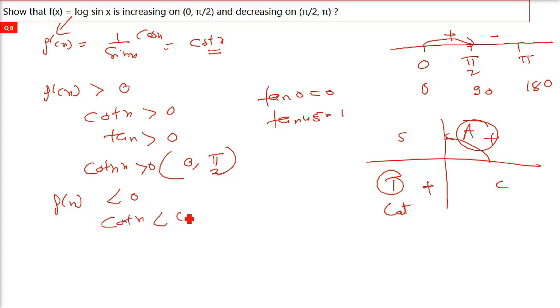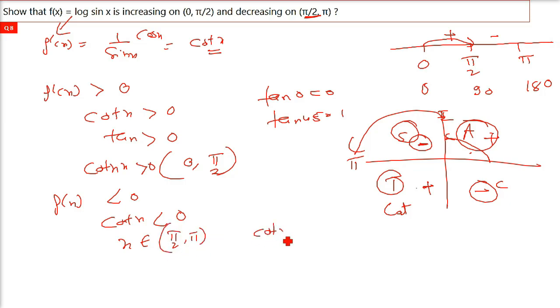So f dash x less than 0 means cot x should be less than 0. When cot x is less than 0, we are talking about which quadrant? This is pi by 2 and pi. So between pi by 2 and pi, it is going to be negative. So cot x greater than 0 in 0 to pi by 2 and cot x less than 0 in pi by 2 to pi. So x will belong to pi by 2 to pi. So this cot x is less than 0.